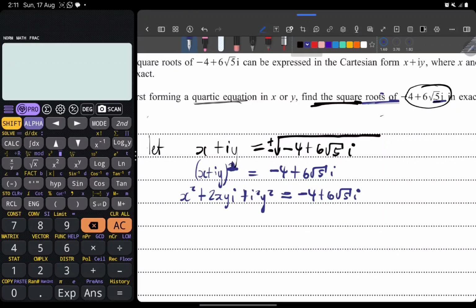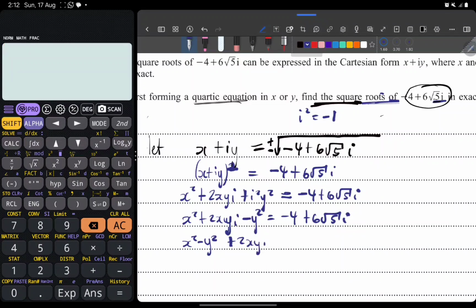Now, there is nothing called i squared. We should know that i squared is equal to negative 1. So whenever we get i squared, we change it to what it means. So here we are going to have x squared plus 2xyi minus 1 of y squared. So we just change the sign. So plus 2xyi minus y squared. This is equal to minus 4 plus 6 root 5i, because there's nothing called i squared. Don't ever forget. Now we're going to say x squared minus y squared plus 2xyi is equal to minus 4 plus 6 root 5i. So we will now equate the real part and we're going to equate the imaginary part because these two expressions are equal.